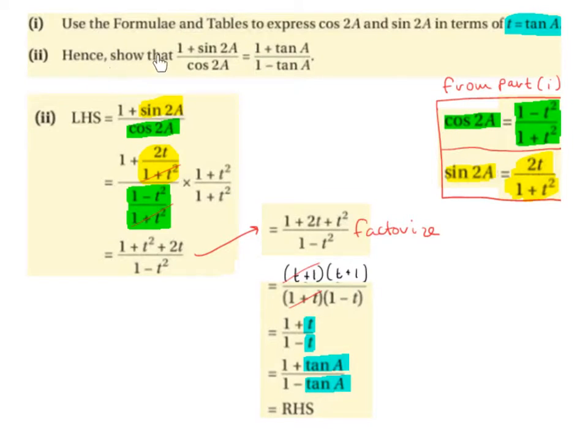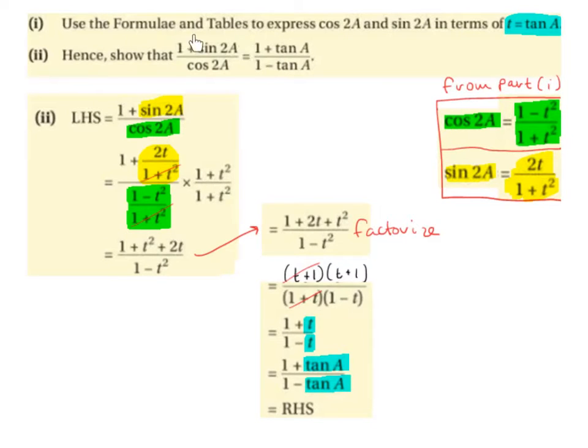Hence, show that 1 plus sine of 2a divided by cos of 2a is equal to 1 plus tan of a divided by 1 minus tan of a. So in part 1, we worked out that cos of 2a is equal to 1 minus t squared divided by 1 plus t squared. And we also worked out that sine of 2a is equal to 2t divided by 1 plus t squared. So hence means using what we found in the first part.